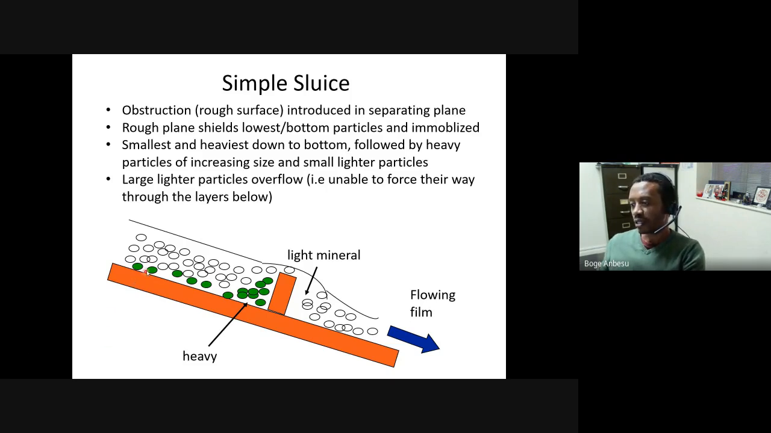Again, in this case, as I was saying, dense particles settle to the bottom, so you could actually put some sort of obstruction just along that inclined surface, and obviously light particles will climb up and flow to the discharge end, and dense particles should be collected somewhere at the bottom. So using this simple method, you could actually concentrate particles mainly based on gravity, although particle size may also play a role.